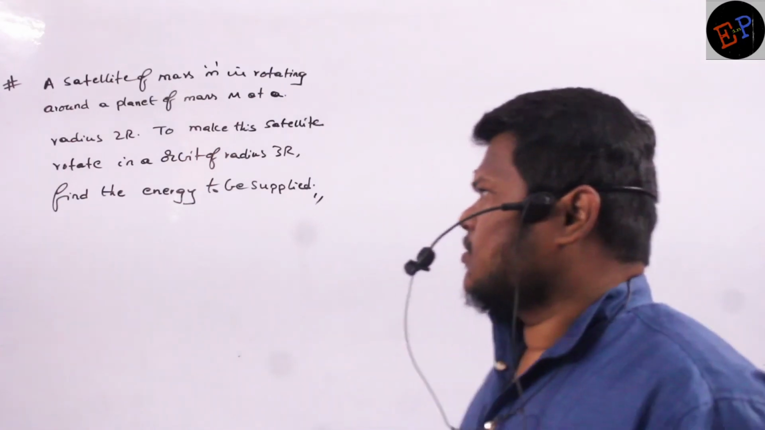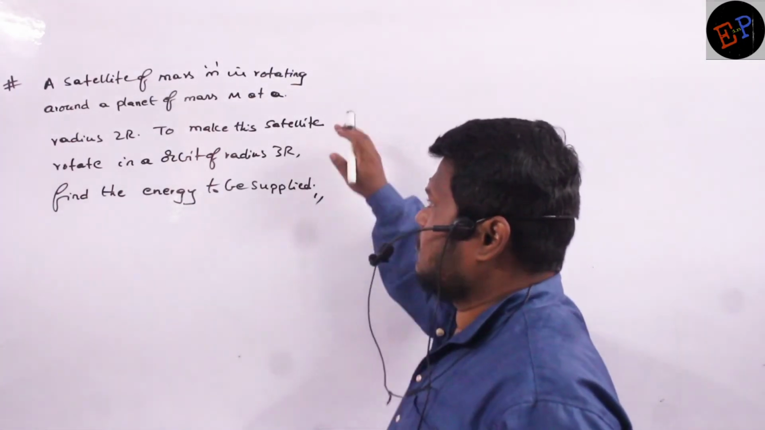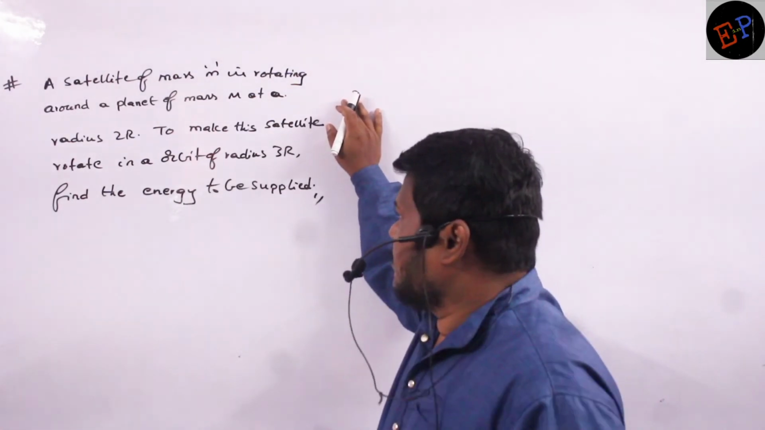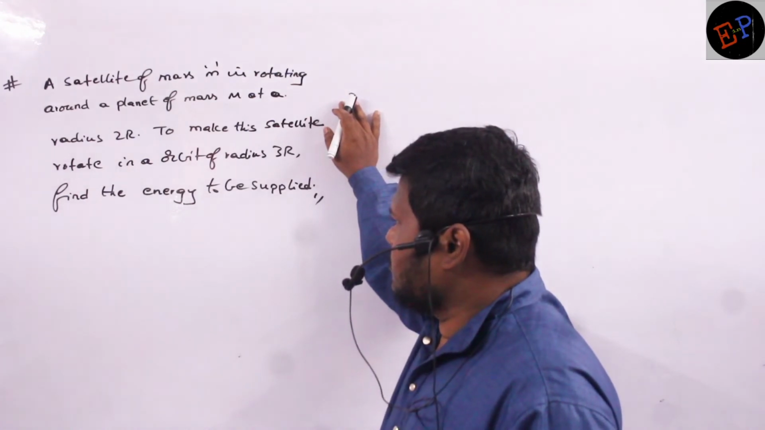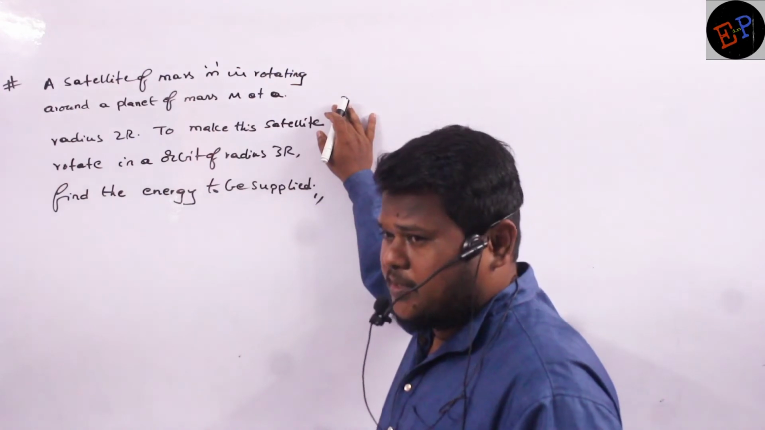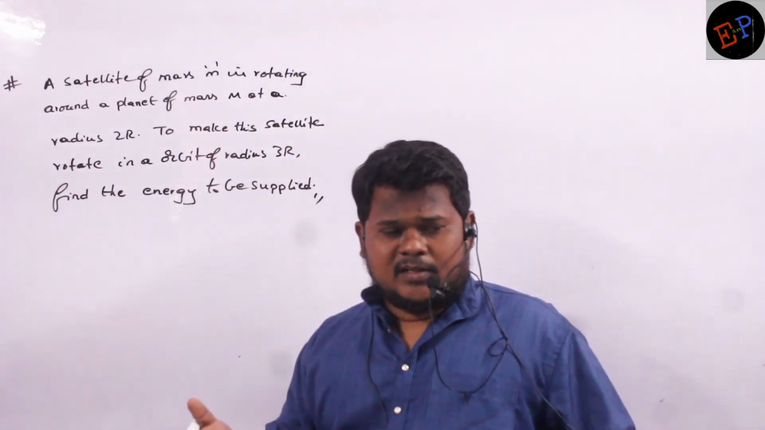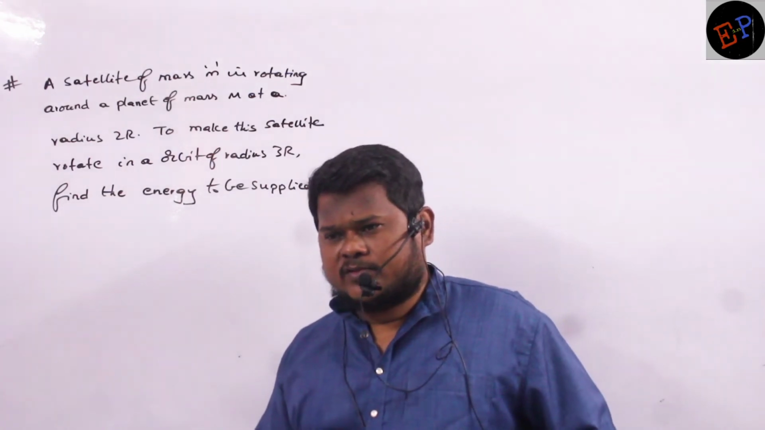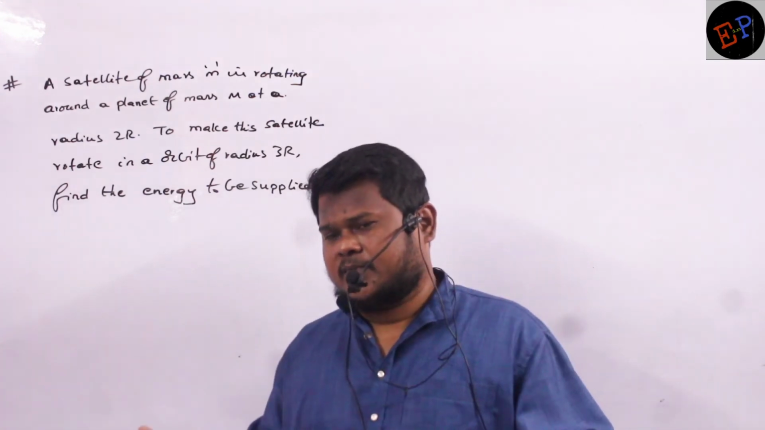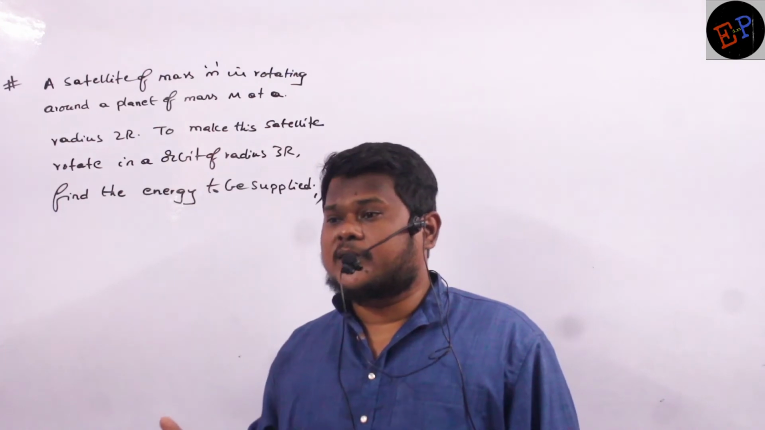So let us see this question. There is a satellite of mass m rotating around a planet of mass capital M at a radius of 2r. Now I want to make this satellite rotate in an orbit of radius 3r. Then I have to supply some energy, because we have already studied that as the orbit number increases, the energy of the orbit also increases. Same concept we studied in chemistry also, no? If you go to higher orbits, the energy of the electron increases. Same concept here also. If the satellite goes to higher orbits, what happens to its total energy?